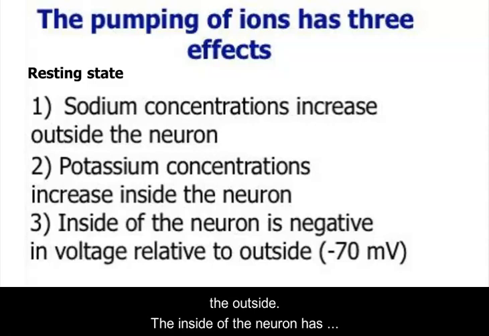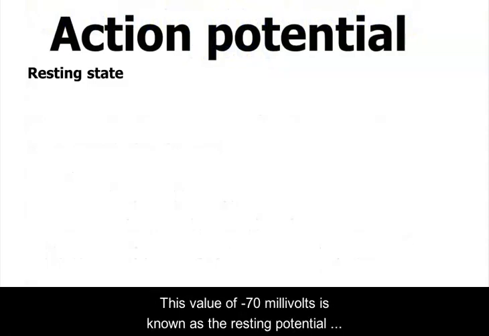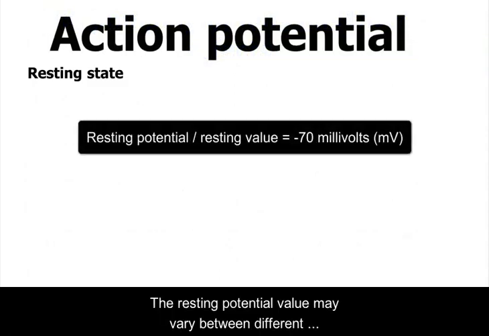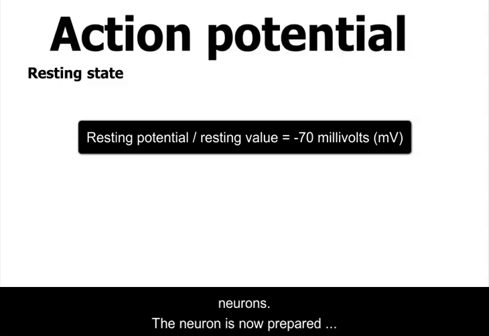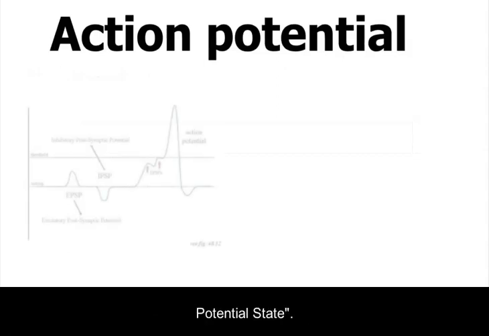The inside of the neuron has a negative electrical charge of minus 70 millivolts. This value of minus 70 millivolts is known as the resting potential or resting value. The exact resting potential value may vary between different neurons. The neuron is now prepared to send a message. This is known as the action potential state.